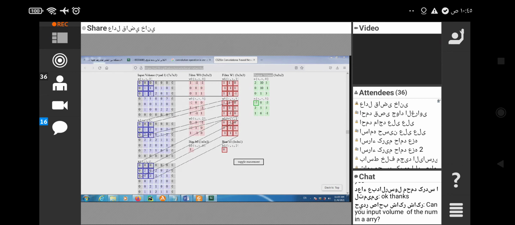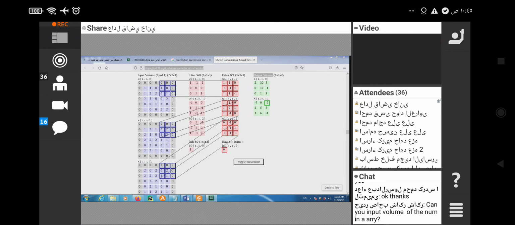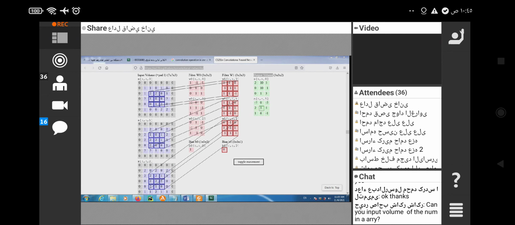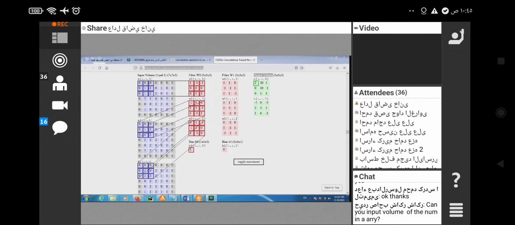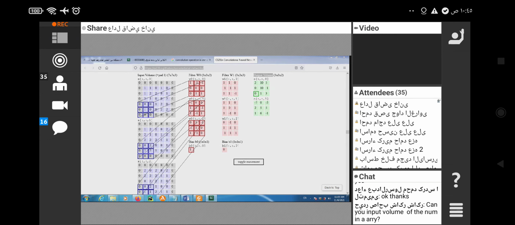Yes, the input volume is a three-dimensional array. The input is a three-dimensional array.